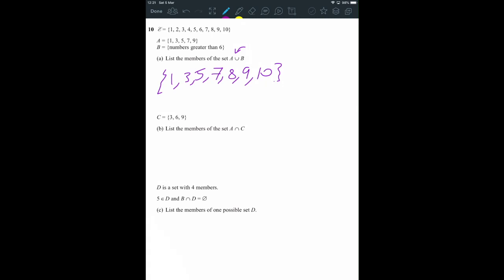C is the multiples of 3. Members of the set A ∩ C. ∩ is "and". We're looking for the elements which are in both. Well, 3 is odd and in C, and so is 9.